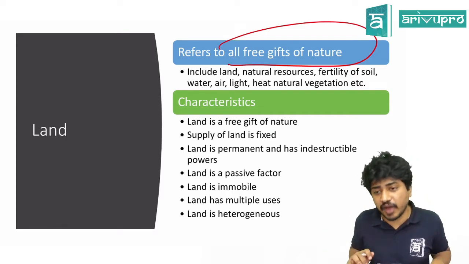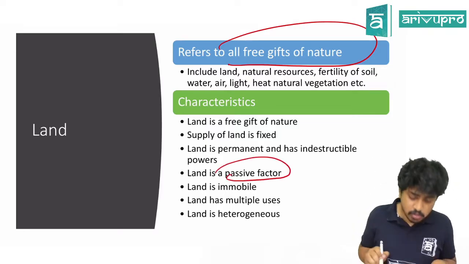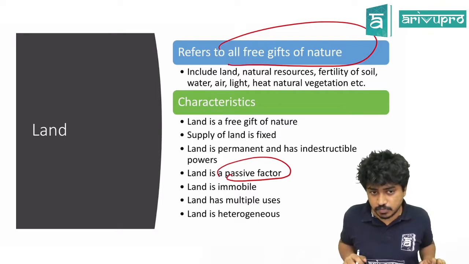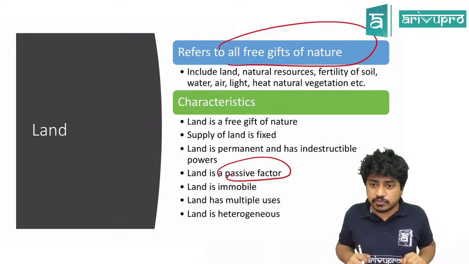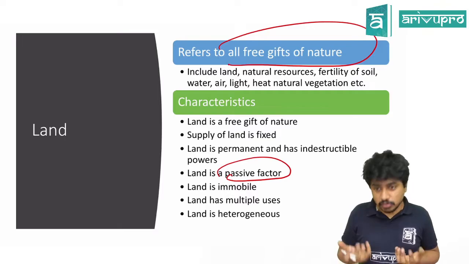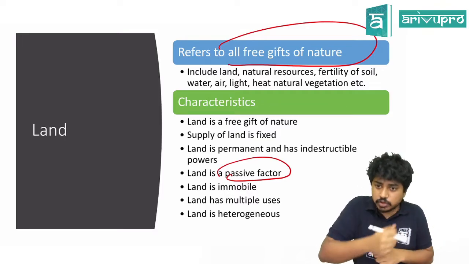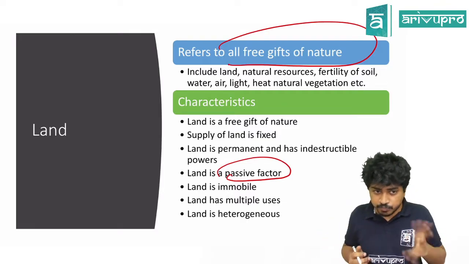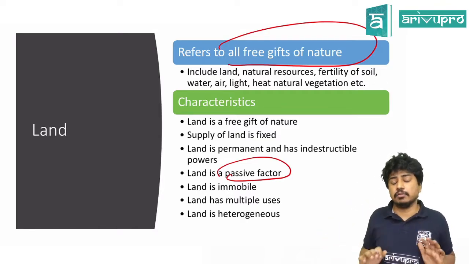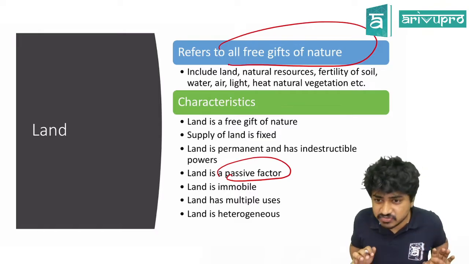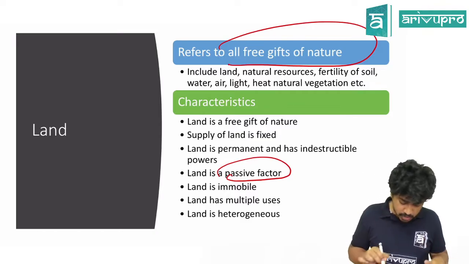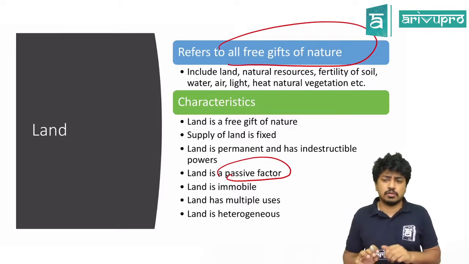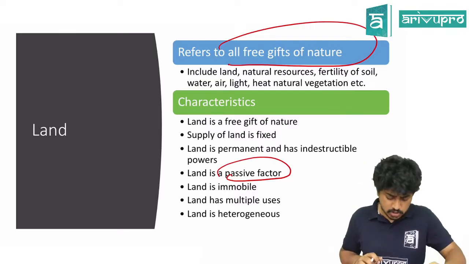Land is a passive factor. What is this passive factor? Land alone cannot create productive functions. Can you say, land, produce rice for me? It cannot do that. Someone has to be there, till the soil, put the seeds, put water, then only will rice grow, right? So land is passive. You also must sit like this. That is called a passive factor. Are we clear? Land is immobile. What does immobile mean? You cannot move land, right?